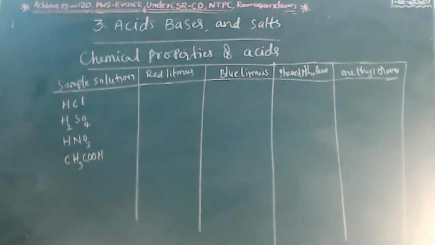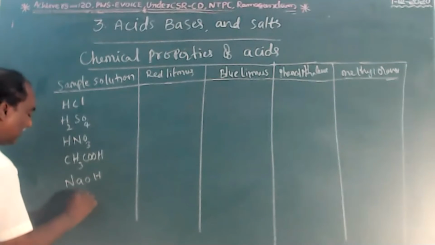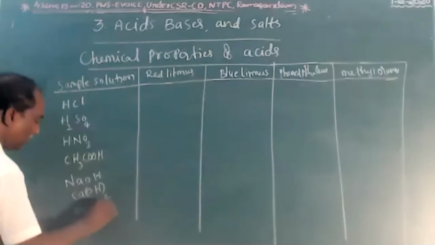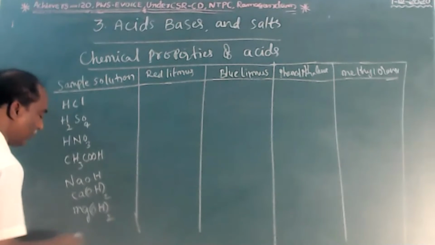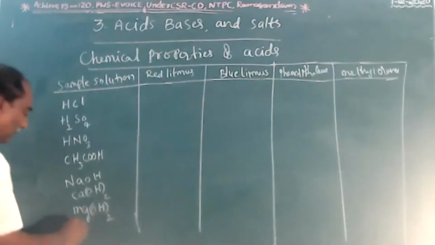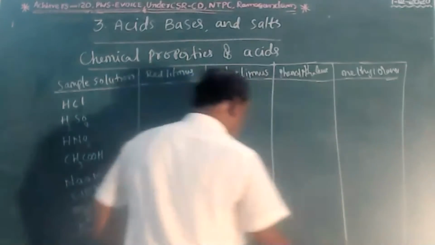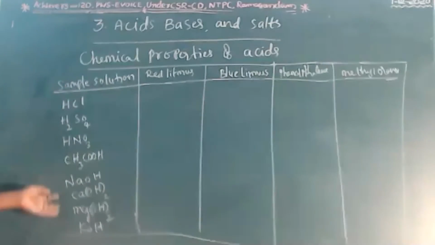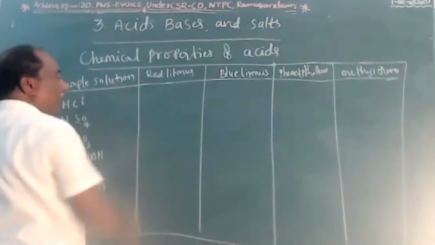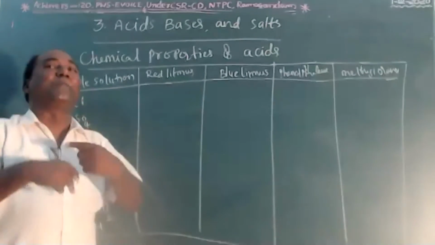Let's take some samples of bases: NaOH, Ca(OH)2, Mg(OH)2, KOH. So these are the acid samples and base samples. First, the acid test with red litmus paper. Already we know that acids are sour in taste. They turn blue litmus into red.